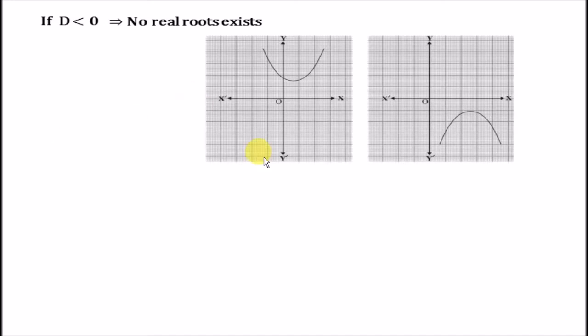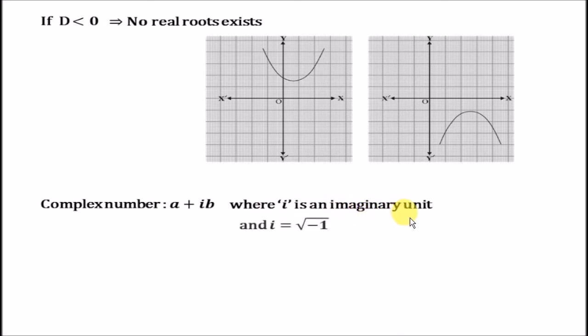Finally, the third case, when D is less than 0. That is, if D turns out to be a negative quantity, then there will be no real root for the quadratic equation. That means the value of the variable will not belong to the set of real numbers and will belong to a different set of numbers known as complex numbers, which are in the form a plus ib, where i is an imaginary unit. You need to remember that i is equal to the square root of minus 1.